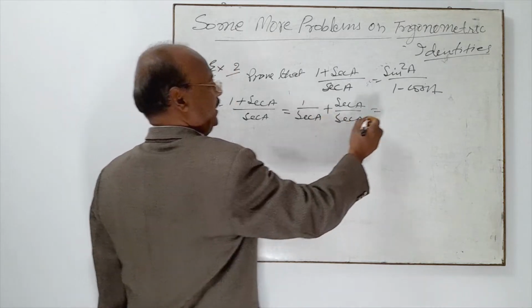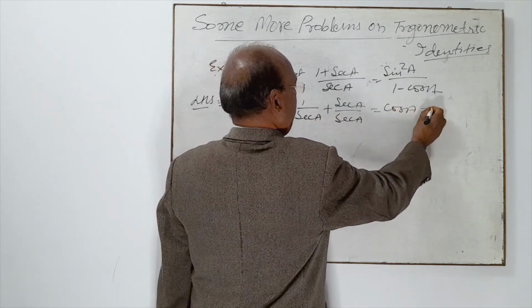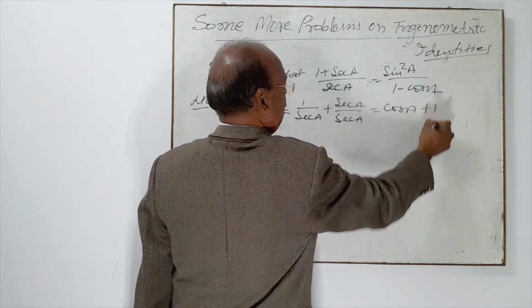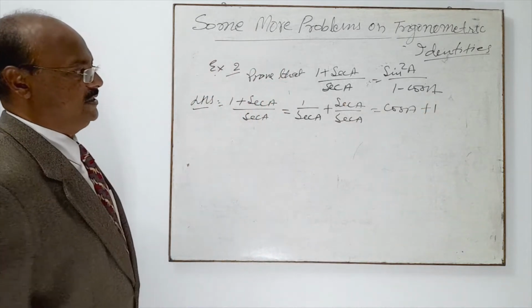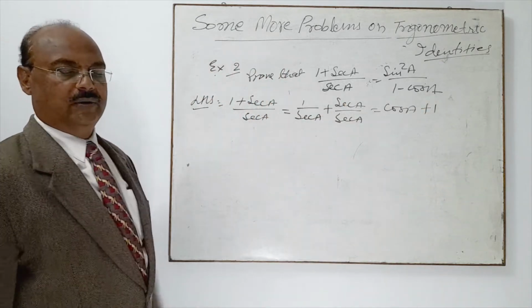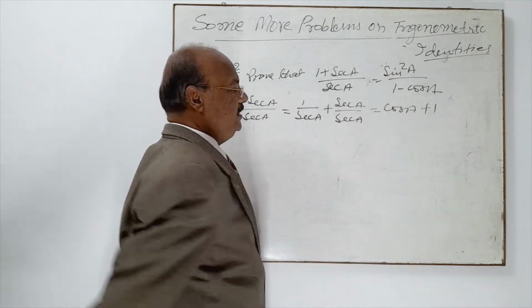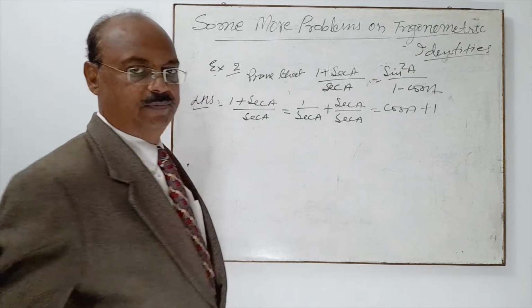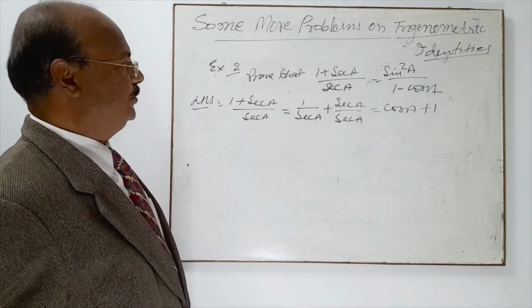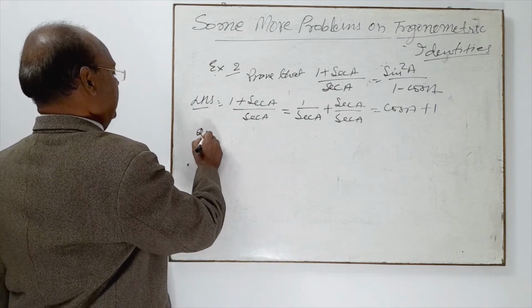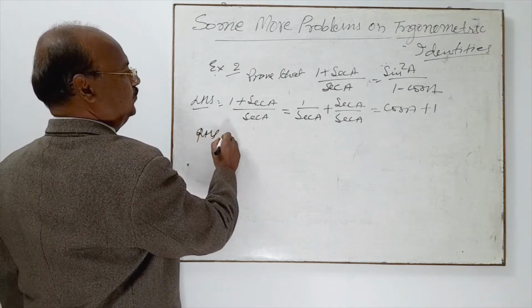1 by sec A is cos A and sec A by sec A is 1. This is the value of left hand side, cos A plus 1. Now we will see that after solving the right hand side, we will get the same result. So it will be ultimately proved. And the right hand side, let us start.